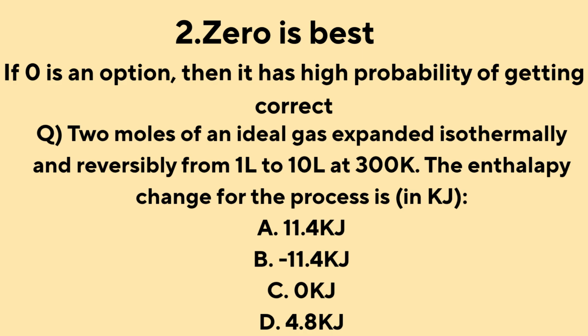The second technique we can use is zero is the best. It is an observation we have seen in many questions. If you know how to solve, then please try to solve it. But when you don't know how to solve, and if you have zero as an option, then there will be a high probability of zero being correct.